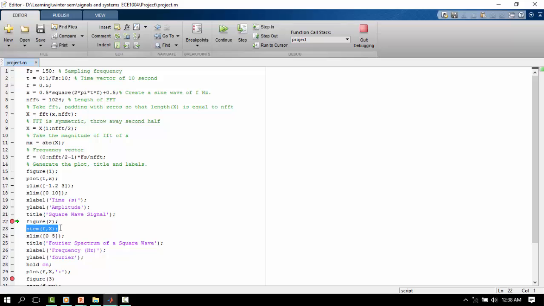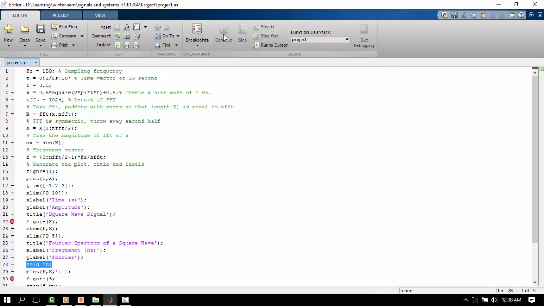The stem function plots the data sequence x at values specified by f. The f and x inputs must be matrices of the same size. If both f and x are vectors, then stem plots entries in x against corresponding entries in f. Hold on is a keyword that retains the graph.